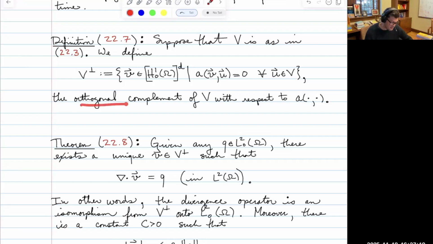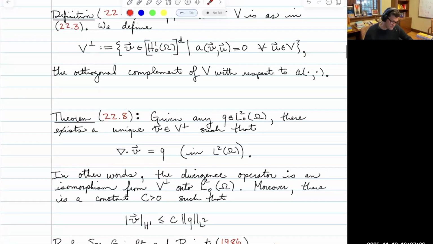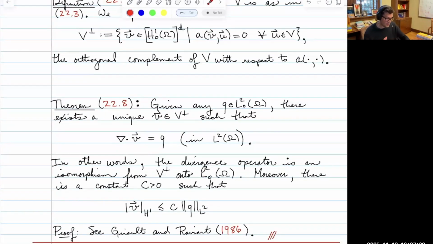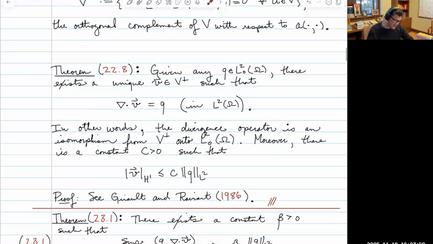V perp is the orthogonal complement, as I said, of V with respect to this bilinear form. And both of these spaces are inside of this big parent space H01D. When I think about finite dimensional things, we can decompose the space as a direct sum of V and V perp. In infinite dimensional space, it's not so easy to make claims like that. You have to do a little bit more work to prove such a thing. But that's kind of how you can think about this space.